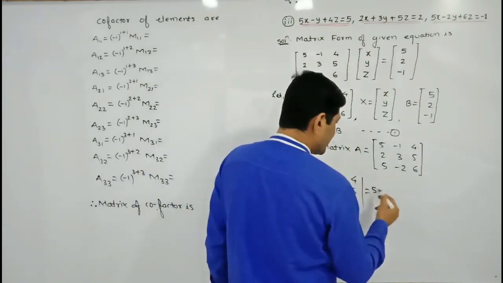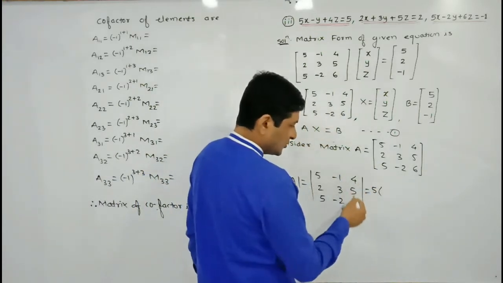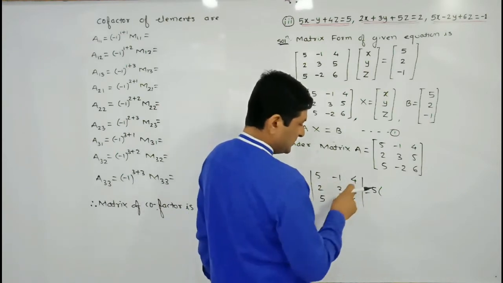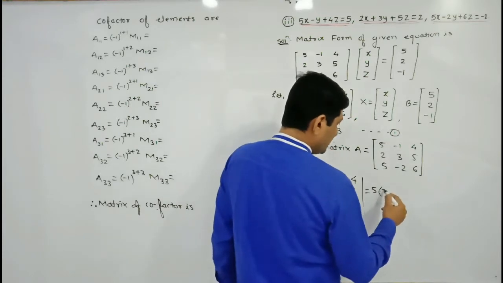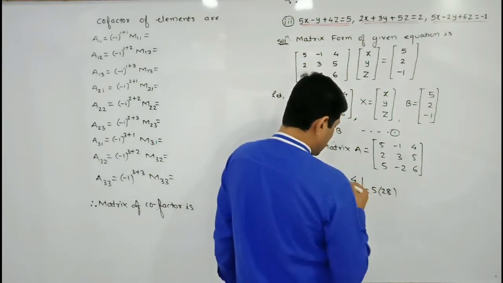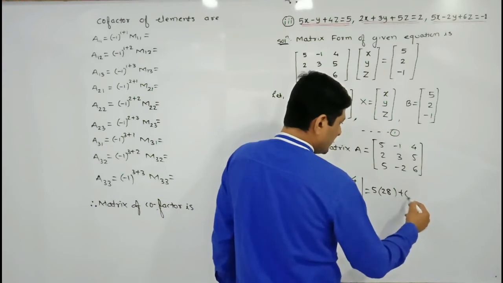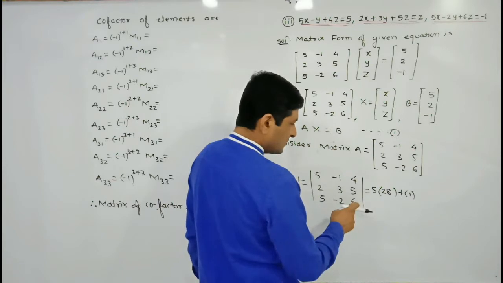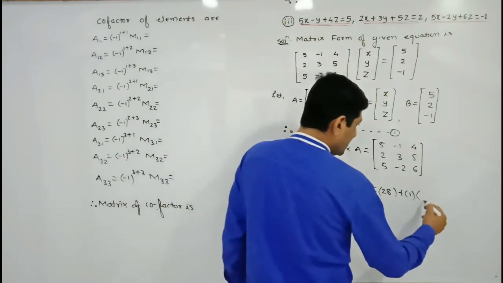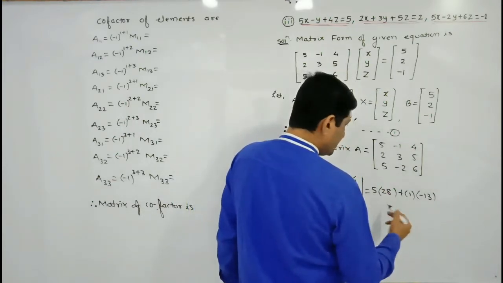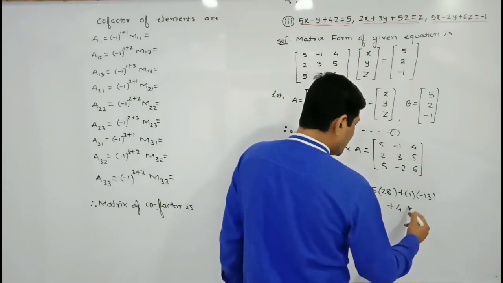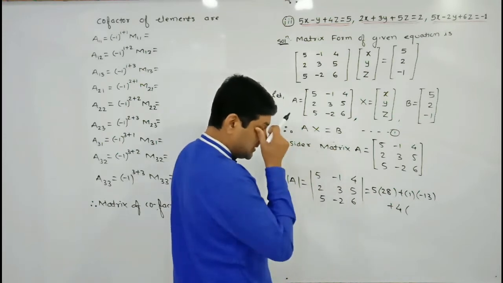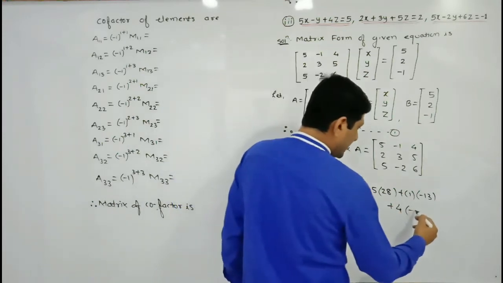5, keep it as it is. Now delete this row and this column, and find the determinant of these 4 elements. 18 minus minus means plus 10. 18 plus 10 will be equal to 28. Then minus 1 is there, so here we have to take plus 1. Now delete this column, and find the determinant of these 4 elements. 12 minus 25 will be minus 13. Lastly, plus 4 into, delete this column, minus 4 minus 15 will be equal to minus 19.